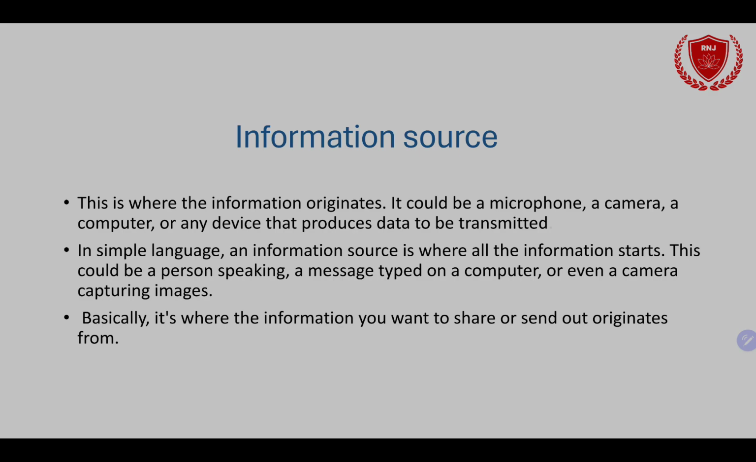So information can be in the form of anything, like it can be a camera, it can be a microphone, or it can be a computer, any device that produces data to be transmitted. Okay, so in simple language, the information source is where the information starts. Basically, information source is whatever information you have to transmit.